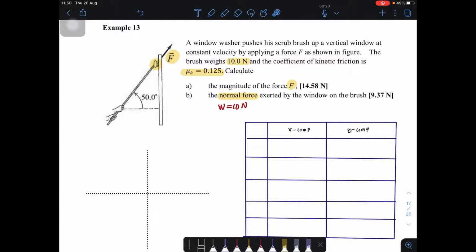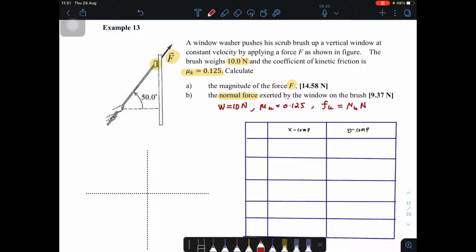Kalau dia Newton, dia adalah weight. Kalau dia kg ataupun gram, dia adalah mass. And then coefficient of the friction 0.125. So we know, maksudnya dekat sini dia akan ada friction, kinetic friction.